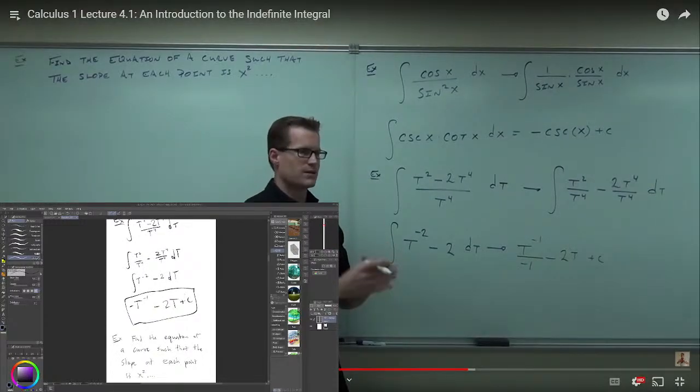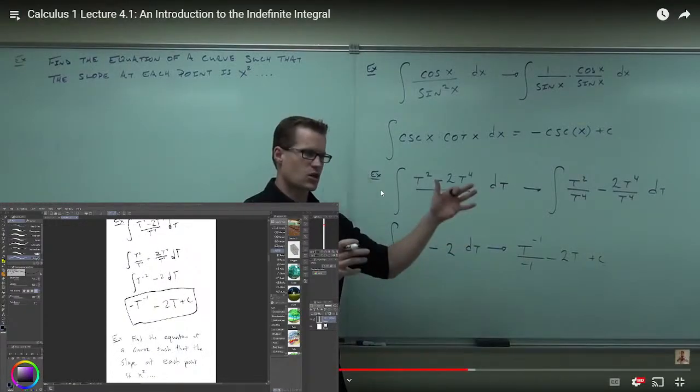Why did I put the plus c now? You can hold off on the plus c until the very last step if you want to, as long as you have the plus c. We found out that plus c is a constant. It really doesn't matter where you have it, as long as you have it at the end. That's just a constant.